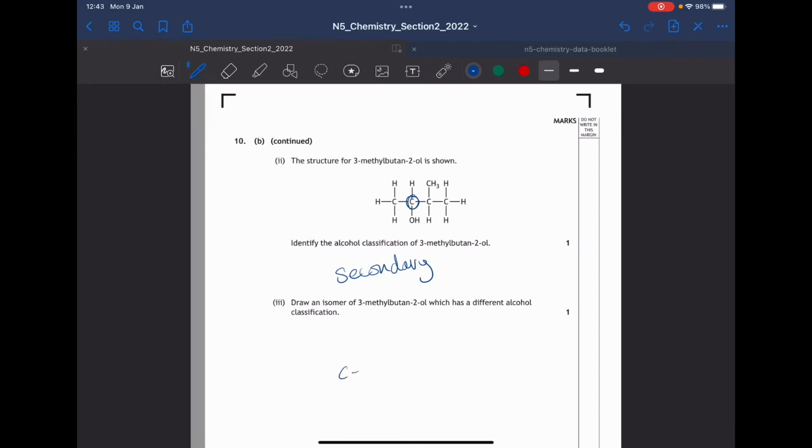So we've got our chain of 4, the branch here, and then we're going to put our hydroxyl group on that carbon now, and then that makes it a tertiary alcohol. And the rest of it will just be filled in with hydrogens.